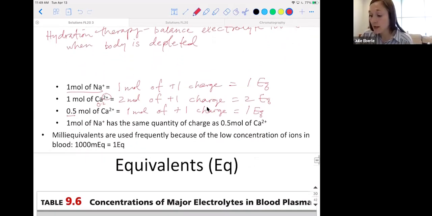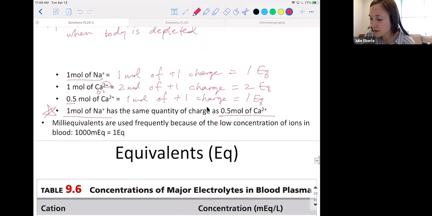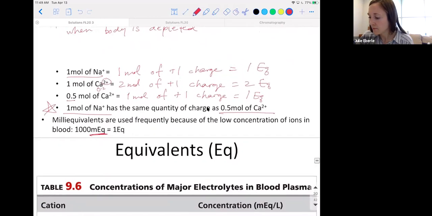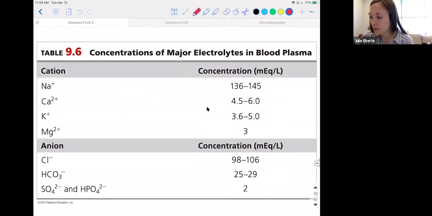All right, so what we learned from this is 1 mole of sodium has the same quantity of charge as half a mole of calcium because the charge is double on a calcium cation. And then I already introduced this in milliequivalents. Obviously, milli means there's 1,000 milliequivalents in one equivalent. Table 9.6 just shows you the necessary equivalent levels in milliequivalents per liter for several different electrolytes in the blood. Not surprising that we need the most sodium and chloride, right?